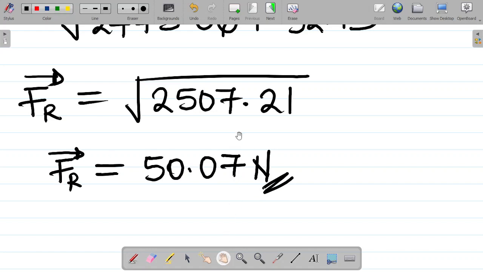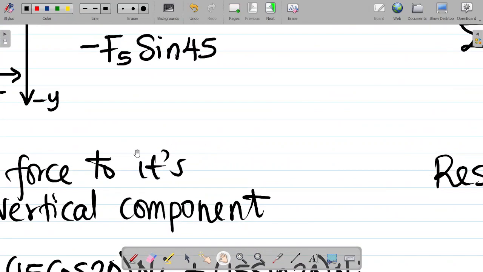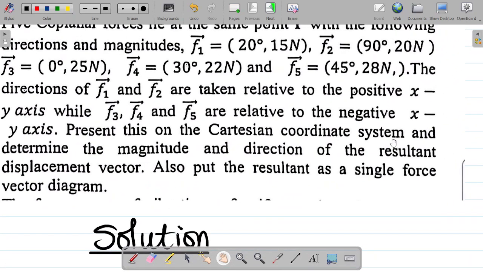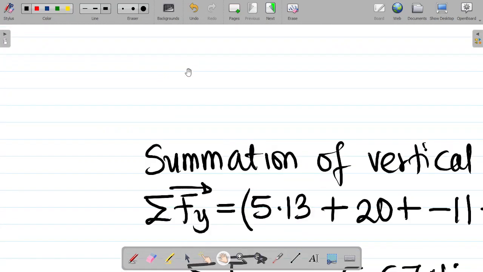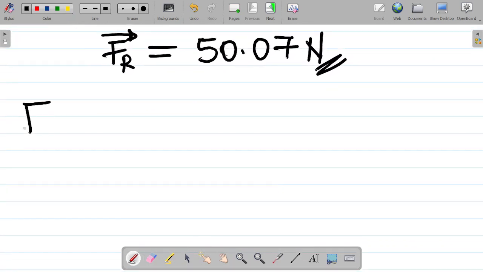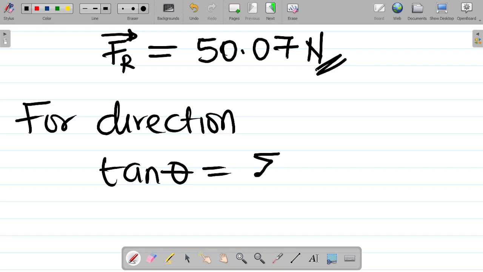Now again, let's go back to the question. Let me show you something. Look at the question there. You are asked to determine the magnitude and direction of the resultant displacement vector. It's not a displacement, it's a force, but let's take the direction. So for direction, here's a formula. Note that tan of theta is equal to sigma Fy all over sigma Fx.